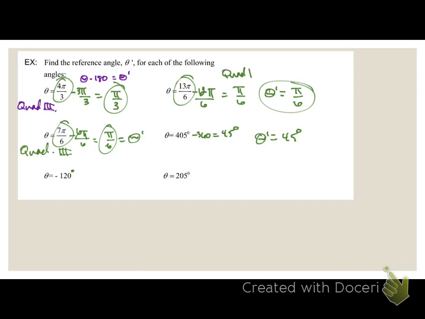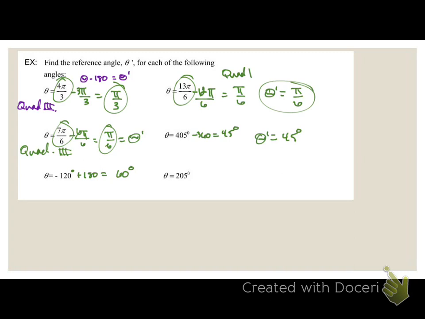Now, even negative 120 degrees. Negative 120 degrees would actually put us in quadrant 3, right? Quadrant 3 says that we're supposed to subtract 180 from this. But think about that. If I subtract 180 from negative 120, I'm still going to be negative. And we want our reference angle to be positive, right? So instead of subtracting 180, we have to be smart. Since our angle is already negative, add 180. And so our reference angle becomes 60 degrees. All right?